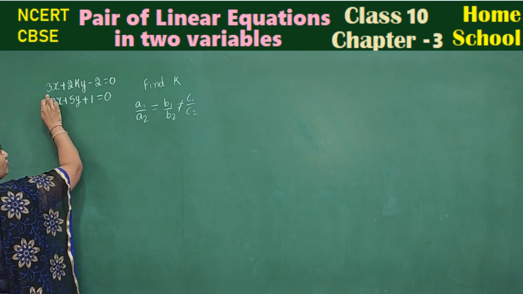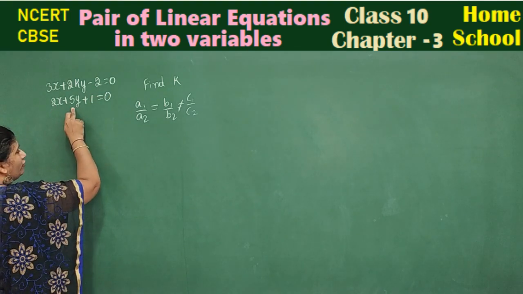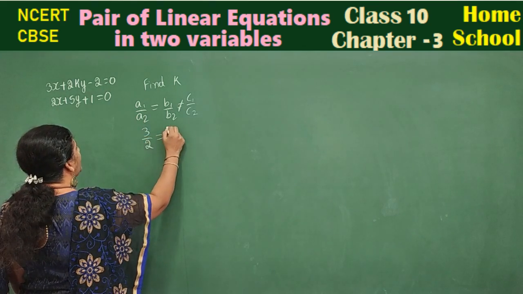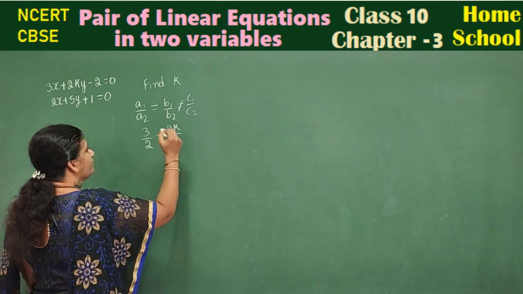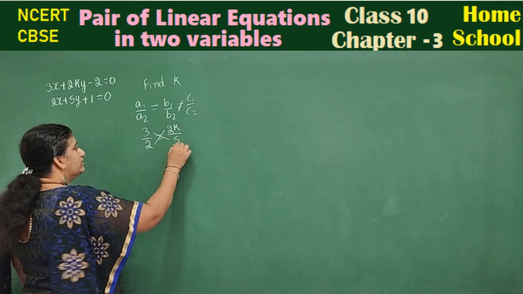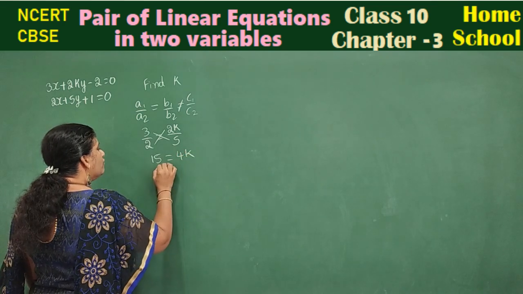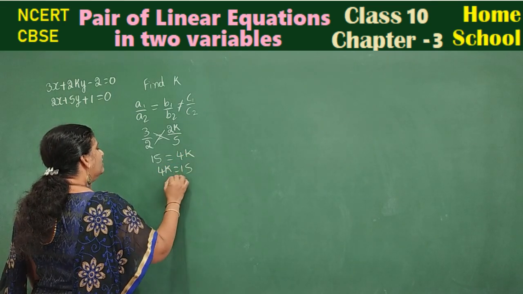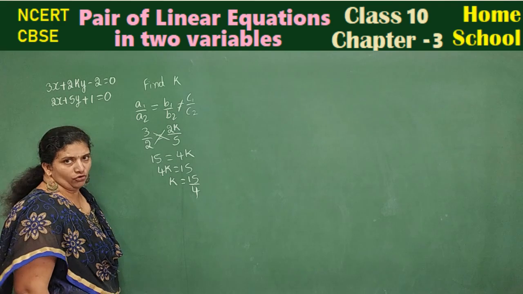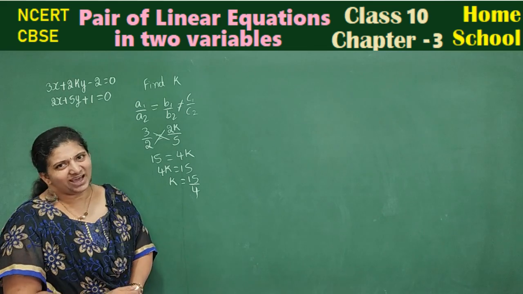Identify: a1 is 3, b1 is 2k, c1 is minus 2. a2 is 2, b2 is 5, c2 is 1. Substitute now: 3 by 2 is equal to 2k by 5. Now cross multiply these two. 5 3s are 15 is equal to 2 2s are 4k. So 4k is equal to 15. k is equal to... 4 is a multiple, so send it to the other side: 15 by 4. We cannot divide further, therefore the k value is 15 by 4. That is our answer.